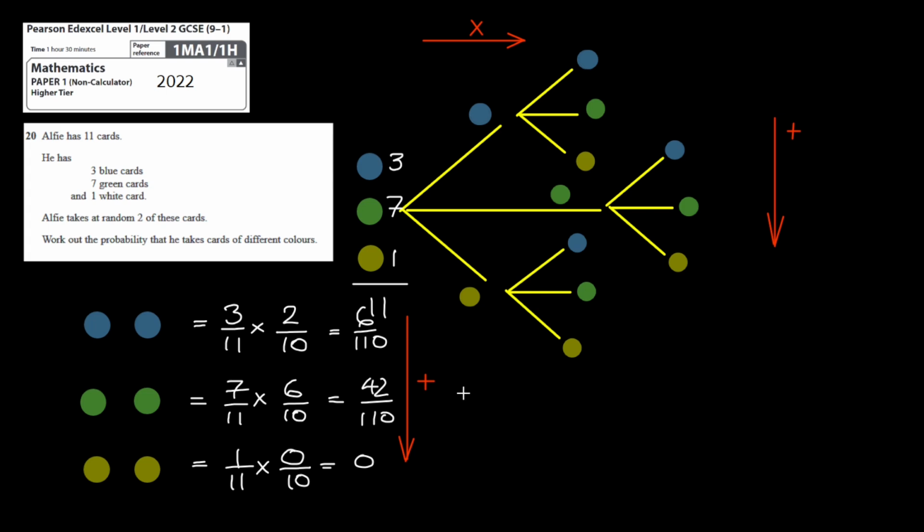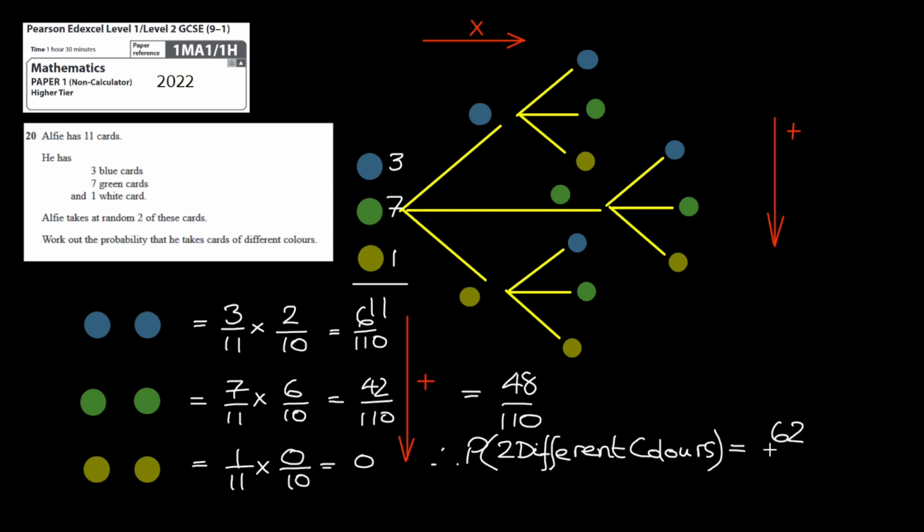So adding these results, the probability of the same colours will be 48/110. So therefore, the probability of choosing 2 different colours is equal to 1 minus 48/110, which is 62/110. And that is your answer.